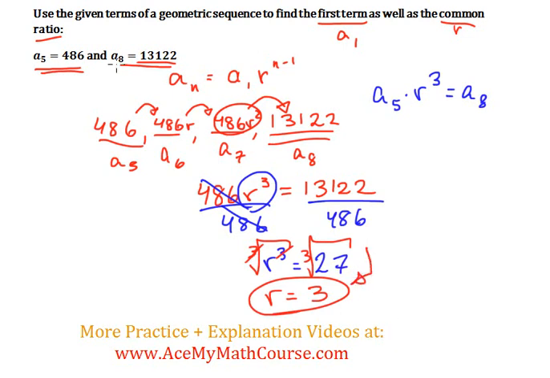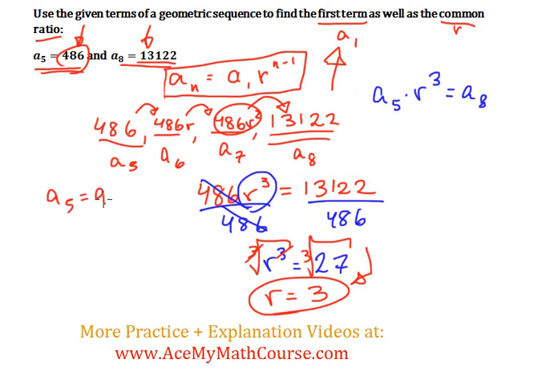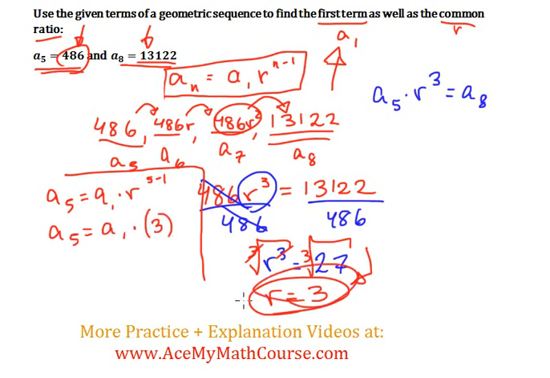Fantastic, but we also want to know the first term. So how do we do that? Well, we can just use this formula right here and use either term that we know. I'll use the fifth term because it's smaller, so that's going to be simpler. So a5 is equal to the first term times r to the power of 5 minus 1. So the fifth term is equal to the first term, which we don't know, times 3, because we just found that the common ratio is 3, to the power of 5 minus 1, which is 4.